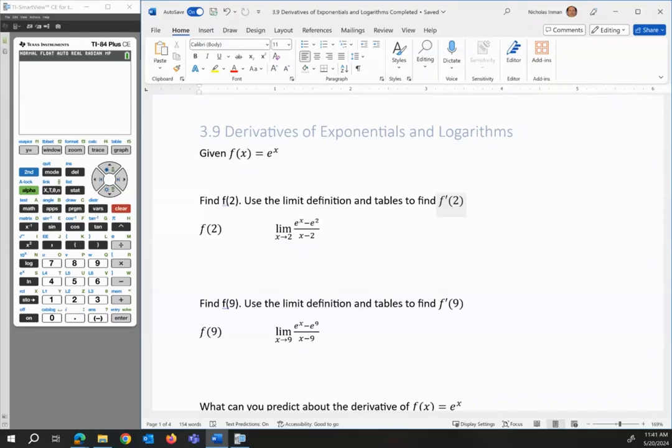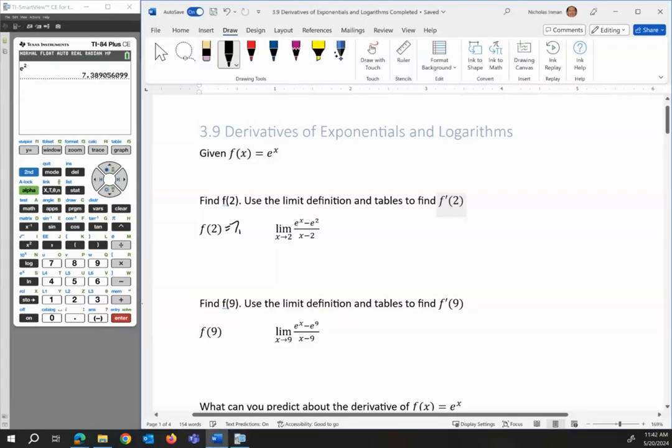All right, so let's use the limit definition of a derivative. To do the derivative of e to the x at 2, step 1, we need to find f of 2, so e to the second power, which is 7.389. So to do the derivative of e to the x at 2, f prime of 2, we can do the limit as x approaches 2 of e to the x minus e to the second over x minus 2.